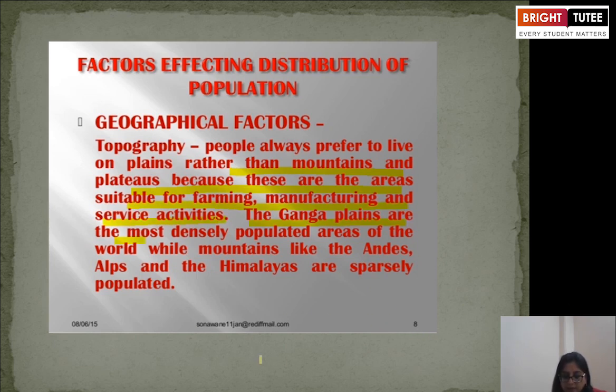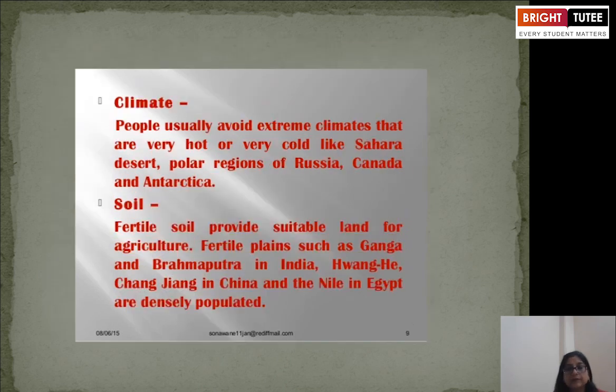The Ganga plains are the most densely populated areas of the world, while mountains like the Andes, Alps, and the Himalayas are sparsely populated. Now, the climate. Climate means obviously the temperature, the rainfall, what kind of climate is there. So people usually avoid extreme climates. That means whether it is extremely hot or cold, like the Sahara Desert, and the polar regions of Russia, Canada and Antarctica.